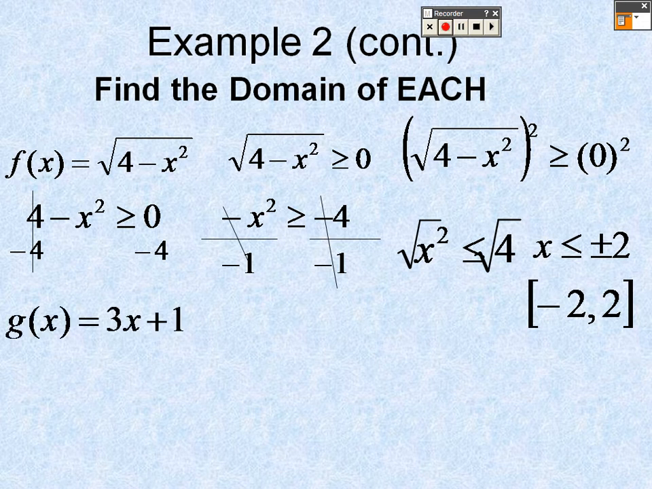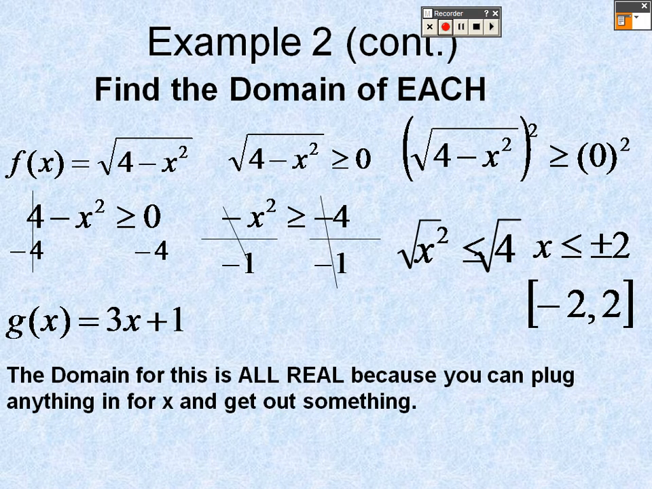The domain for 3x plus 1, if there's no roots, if you see absolutely no roots in the problem, if you see no fractions with x's in the denominator, then basically it's going to be from negative infinity to infinity, so all real numbers.